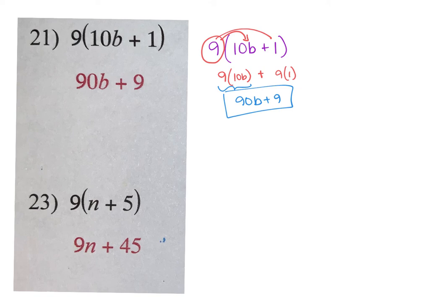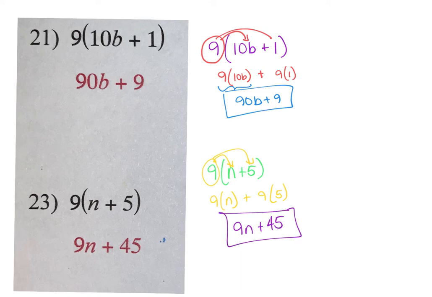All right, let's look at the next one. For this one, we have 9 times n plus 5. Distribution, we're distributing through. So 9 times n plus 9 times 5. So for this one, we're going to get 9n plus 45, which is, of course, the answer there.